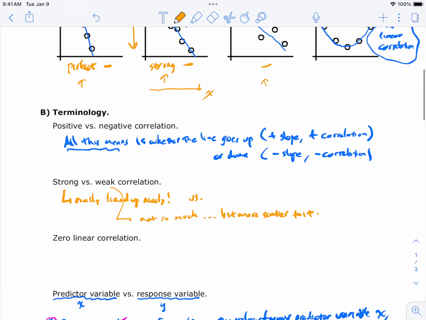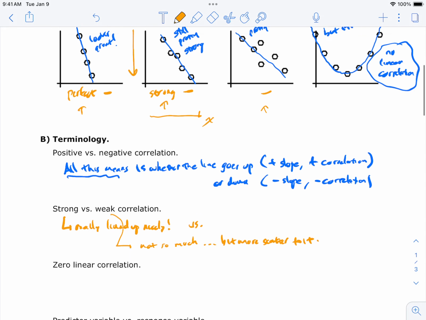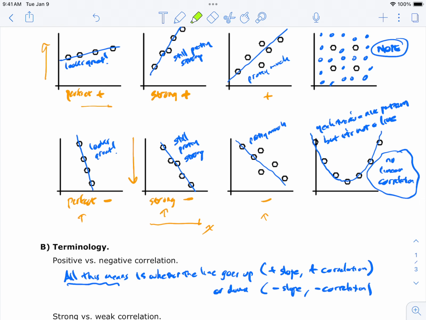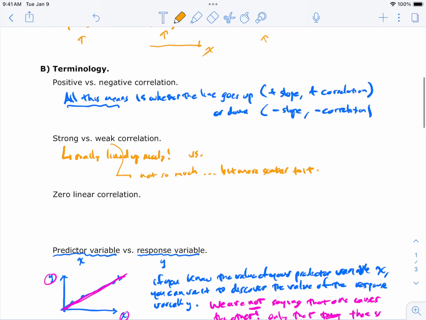That's all it means. Zero linear correlation. Well, we had two of those, right? So up here, that's not a linear correlation at all. It's not a correlation of any kind. This one, you might argue there's a correlation there, but it's not a line. So really there's two cases to this. Zero linear correlation, you could say either it's a random cloud, random scatter, or maybe that's a nice pattern.